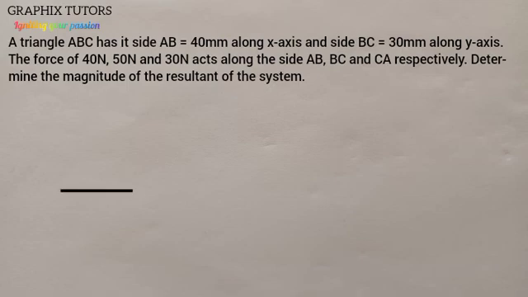And we know any horizontal line is along the x-axis. So if I draw my line like this, it means the beginning of the line is A and the end of the line is B. So that is along the x-axis. And side BC along the y-axis.